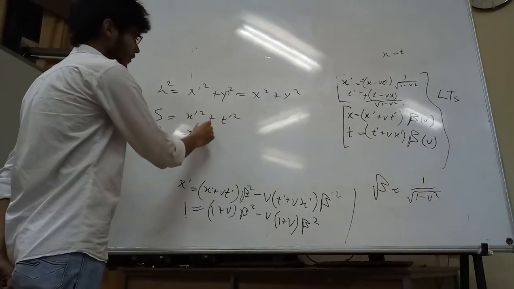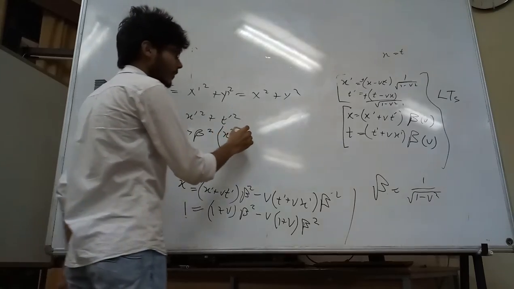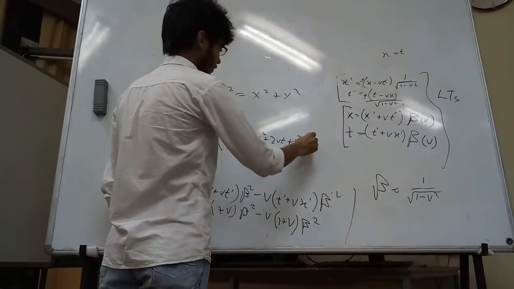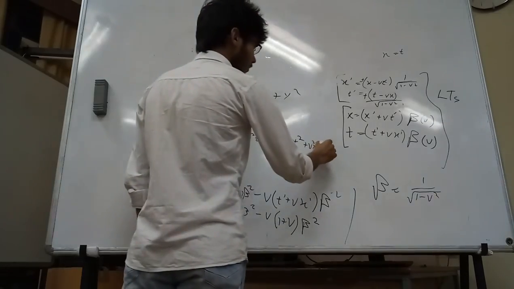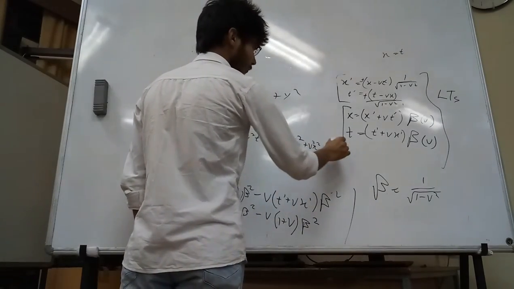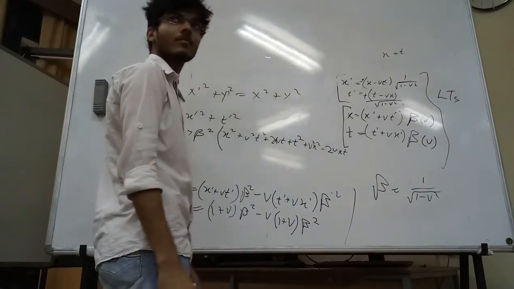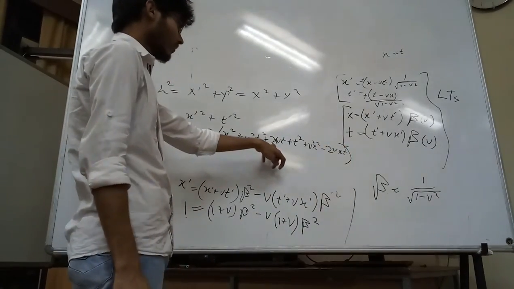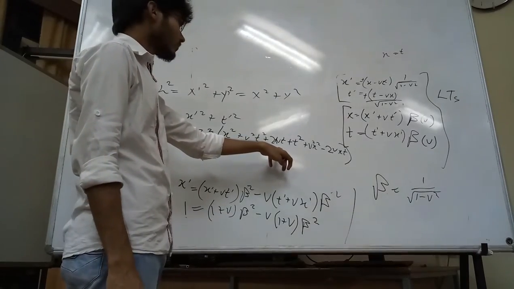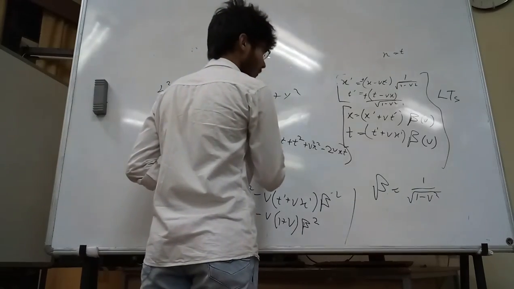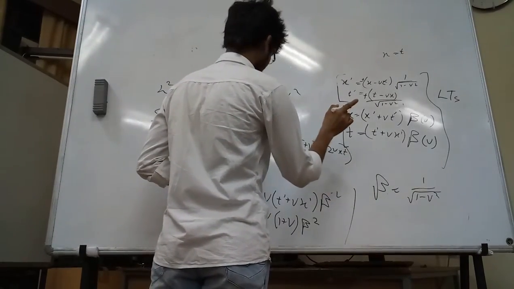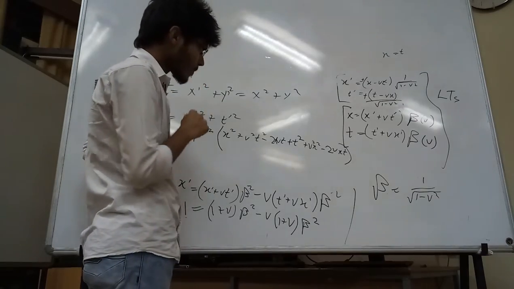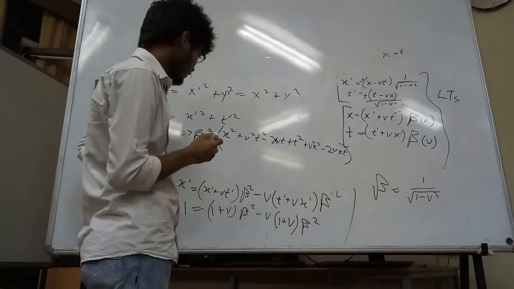So what is this x dash squared plus t dash squared? This should be beta squared into x squared plus beta squared t squared plus 2 beta x t, plus t squared plus gamma squared x squared minus 2 beta x t. Yes, this would be minus. So nothing is cancelling, right? Nothing is cancelling.